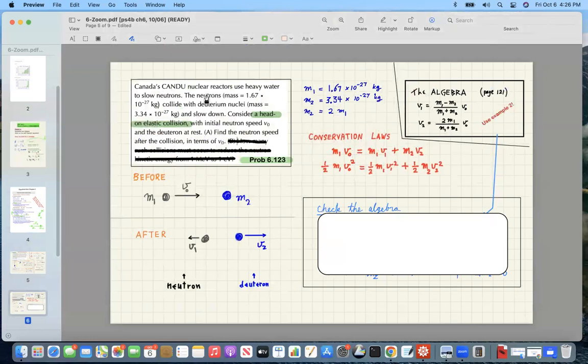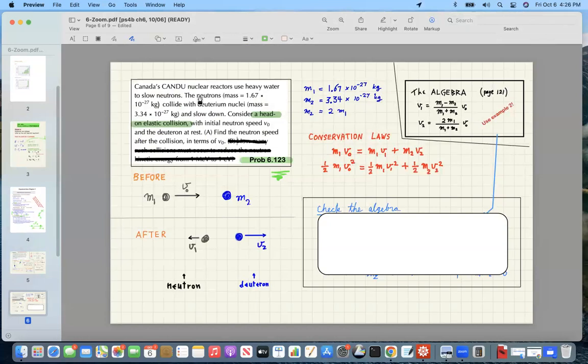Here's another problem from the problem set. It's problem 123 in chapter 6. It's about Canada's CANDU nuclear reactors, which use heavy water to slow neutrons.